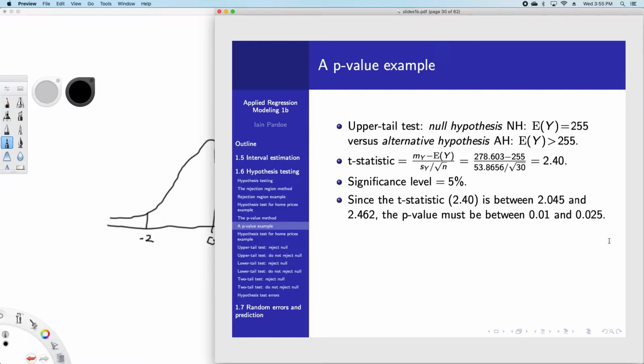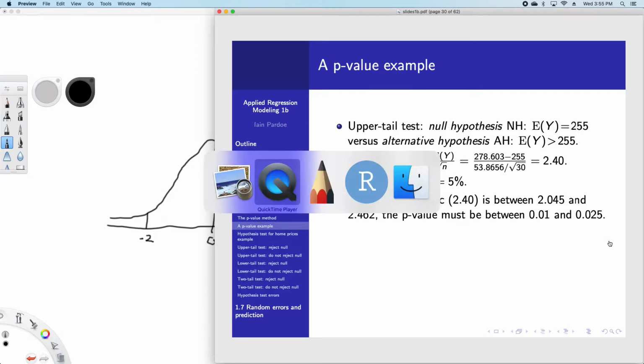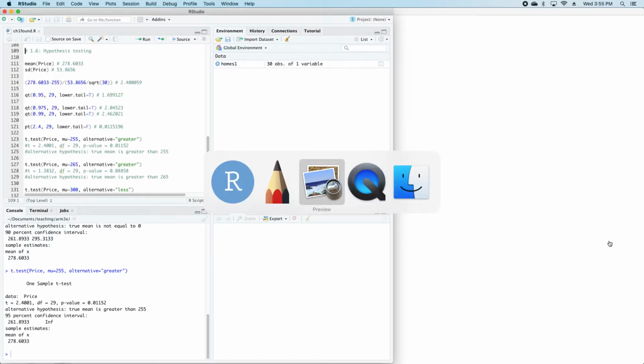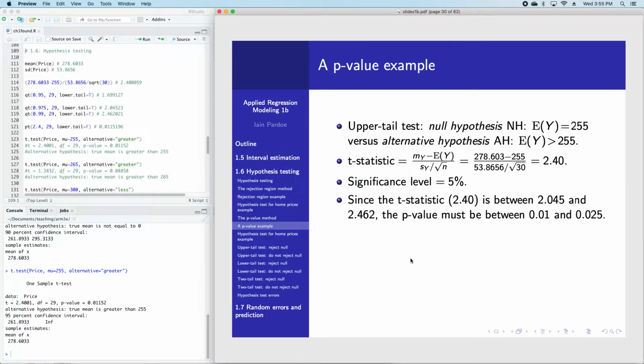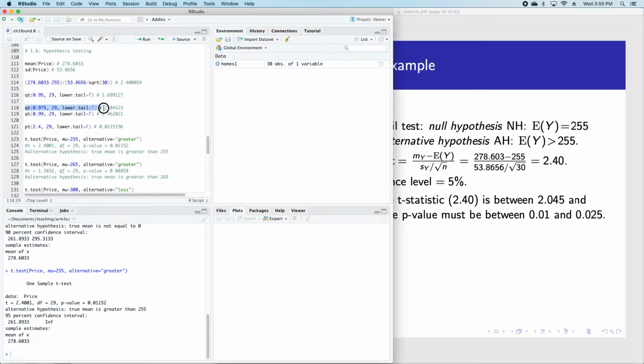So to do that, we could use a t-table, and we could find in the t-table two values that are either side of our test statistic. So in this case, if we were to look in a t-table, we would find the value 2.045, which would correspond to the 97.5th percentile, and then we would find the value 2.462, that would correspond to the 99th percentile. And those are the two values that are either side of our test statistic, which is 2.40.